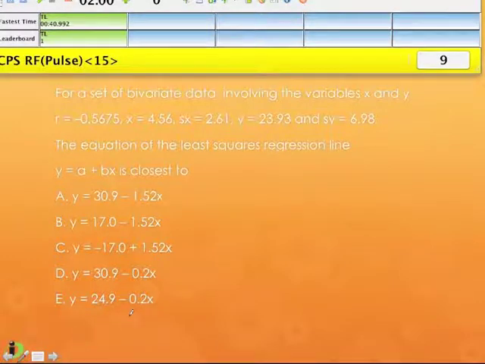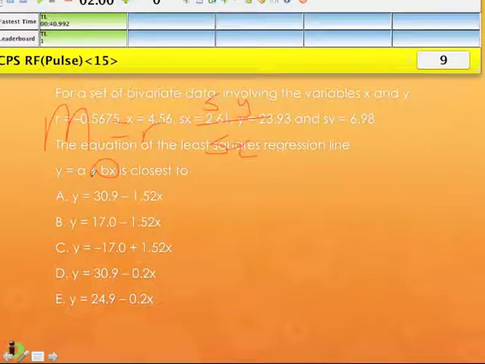Okay, so there are a couple of formulas there. Did anyone find the formulas in their summary book? Yeah, what are they? Read them out. M equals R, and then SY over SX. Okay, so that's going to get you the gradient, which in this is the B.